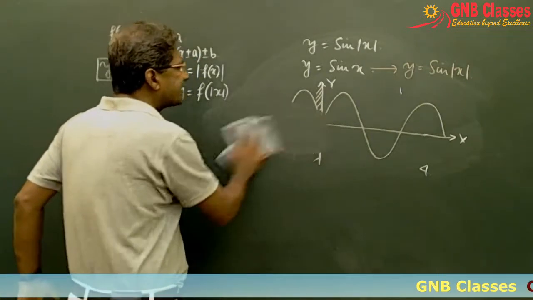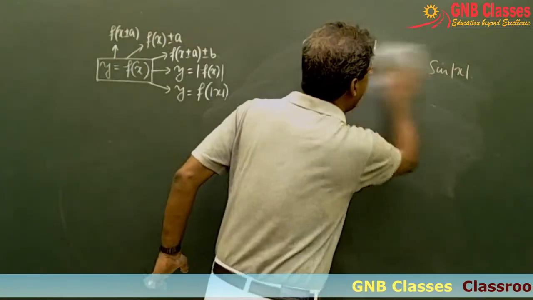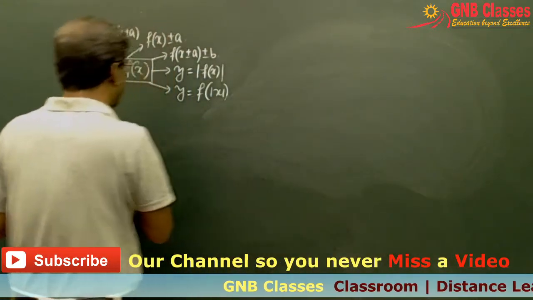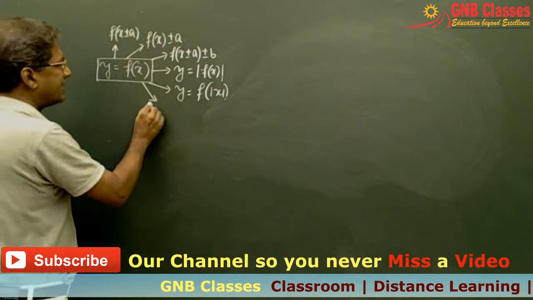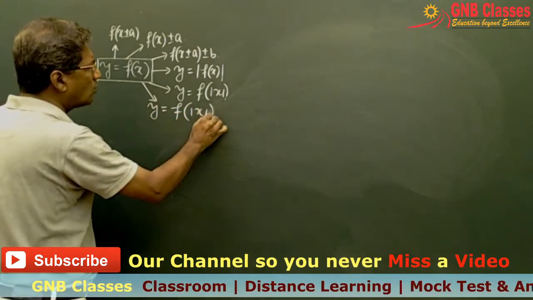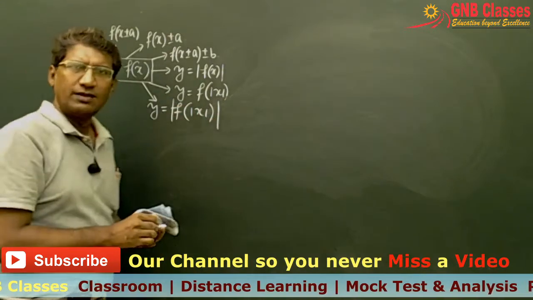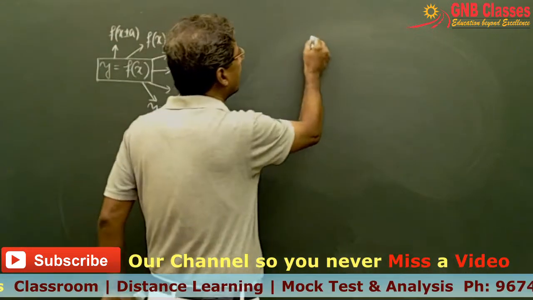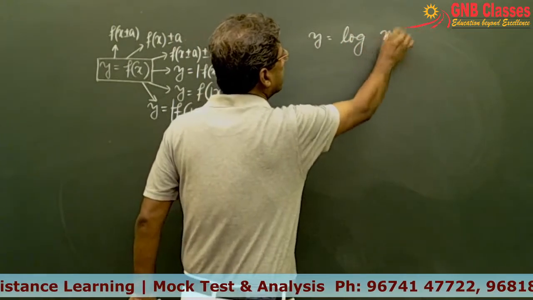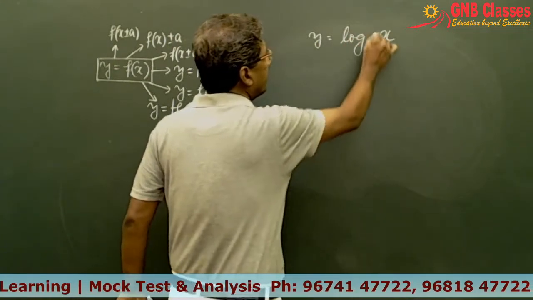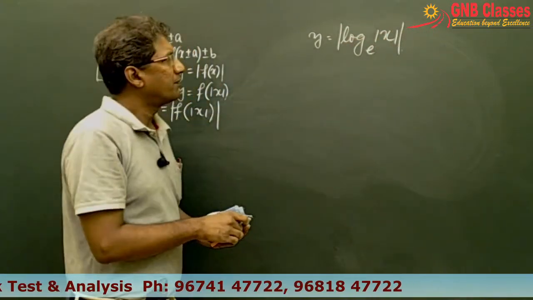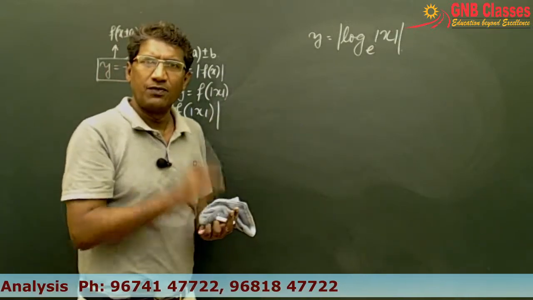Now, for the next transformation, all I'm trying to do is combine these two transformations. That is, I want to find f of mod of x, whole mod. Is it clear? Let me take an example, something like y equals log x base e. Here it is a mod and the whole is mod. Is it clear? Now we have to draw this graph.